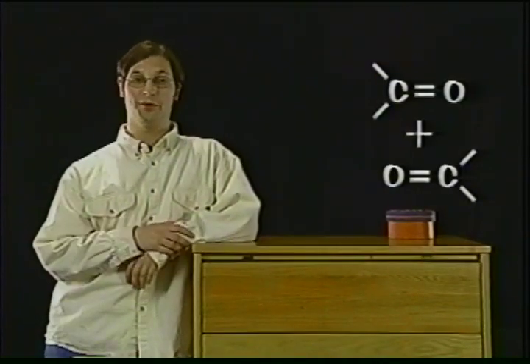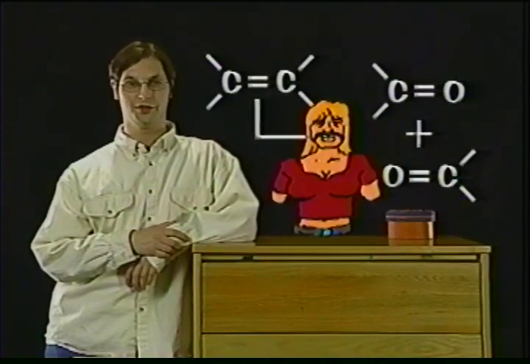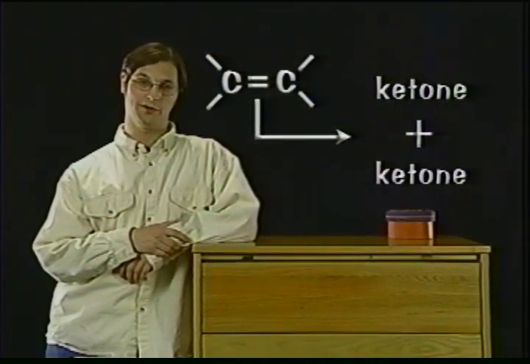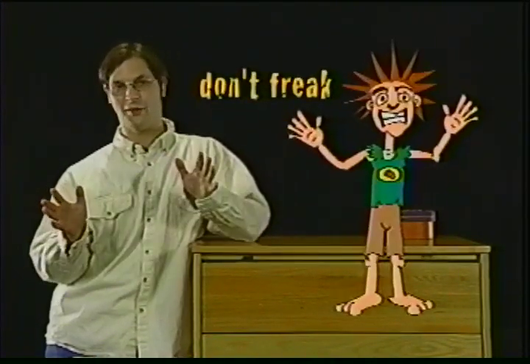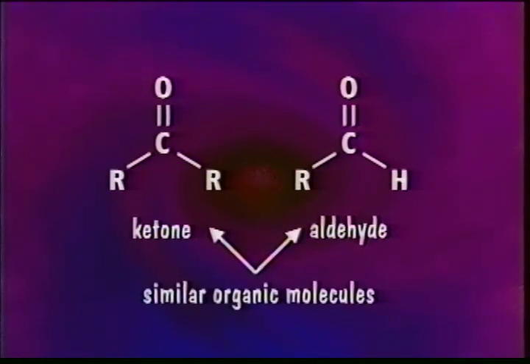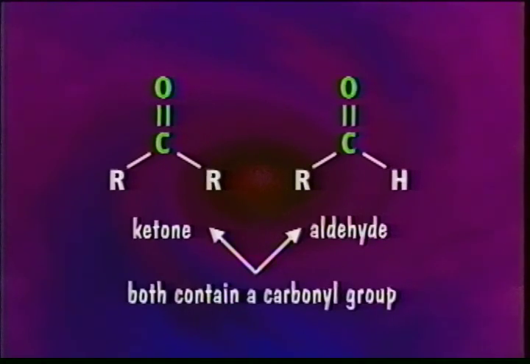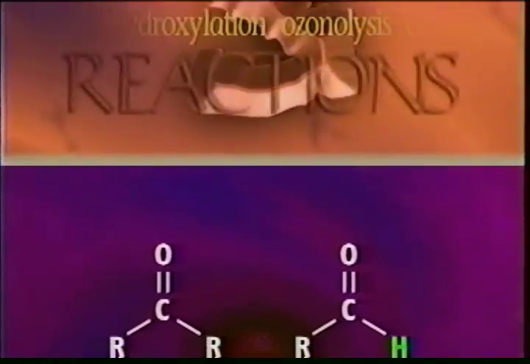The two products that we get depend on what sort of alkene undergoes the cleavage reaction. The two products are usually two ketones, two aldehydes, or one of each. So don't freak out. We're going to tell you what these suckers are right now. Ketones and aldehydes are similar organic molecules. They both contain a carbonyl group, which is attached to carbon and/or hydrogen atoms.